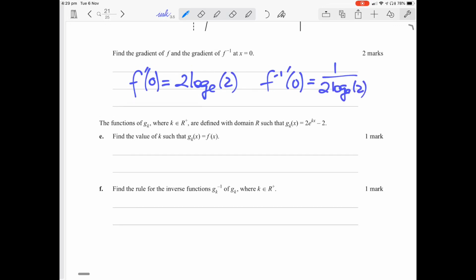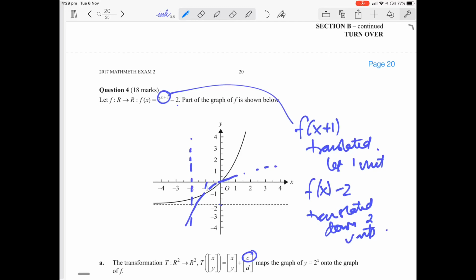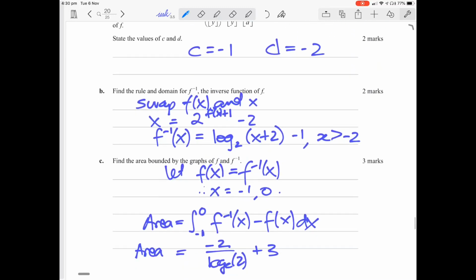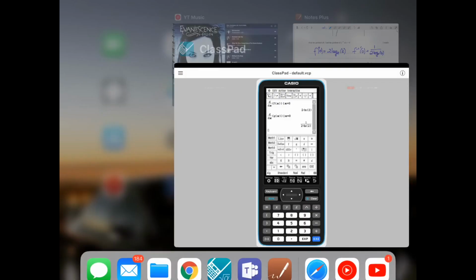Okay, the functions g_k, where k is an element of the positive real numbers, are defined with g_k of x is 2e to the kx minus 2. Find the value of k such that g_k of x is equal to f of x. So f of x is that. So let's say g of x is 2e to the kx minus 2.